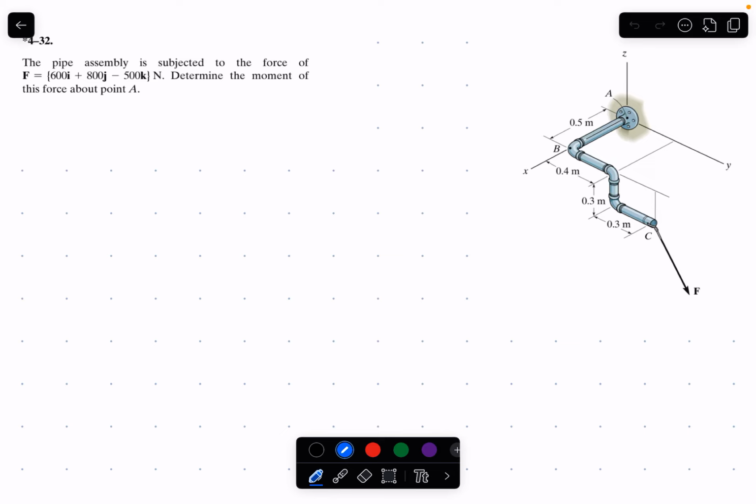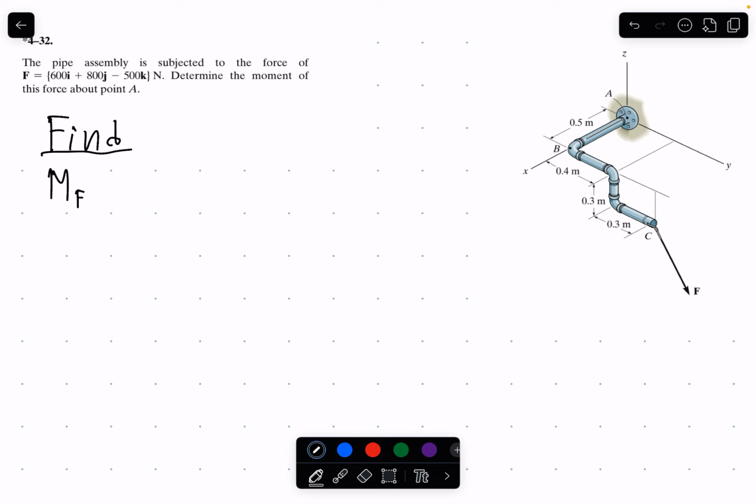The pipe assembly is subjected to the force of F. Determine the moment of this force about point A. So here we have a simple cross product problem to find the moment about a point with a given force. So start by defining our find variable. Find is going to be the moment caused by force at A.